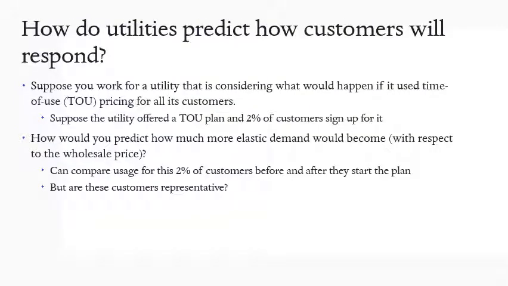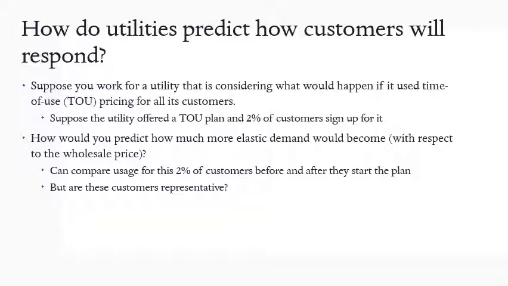How do utilities predict how customers will respond? So if you're a utility thinking about changing your price schedule, how are you going to decide what's going to happen to your consumption? Suppose you work for a utility that is considering what would happen if it used time of use pricing for all its customers. Suppose the utility offered a time of use plan and 2% of the customers signed up for it. How would you predict how much more elastic demand would become with respect to the wholesale price under this scenario?